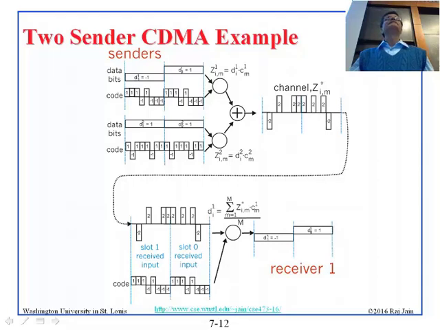Yeah? How does the receiver know how many senders there are? They don't need to know. Okay, so the question is, how does the receiver know how many senders there are and what their codes are? We don't care. You see, in this formula here, we just use user 1's code. No, big M is what gets on the air. Regardless of what gets on the air, we just take what is on the air. Oh, you're saying to threshold it?